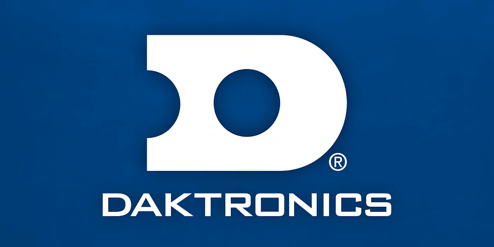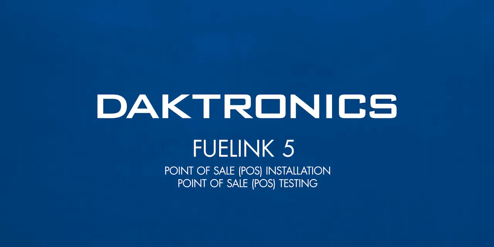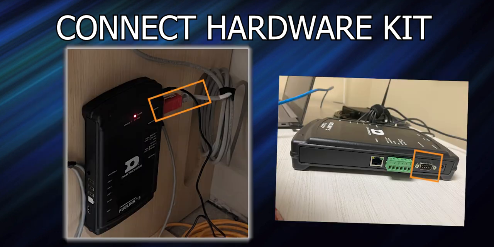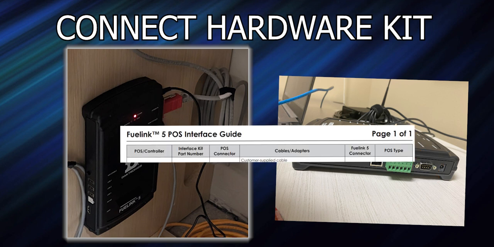In this video, we will review how to install and test the point-of-sale interface for a FUELINK5 setup. If a point-of-sale interface kit was included with the order, connect the pins to the adapter if using, and then connect the cable between the point-of-sale system and the point-of-sale jack on the FUELINK5 controller. Refer to the FUELINK5 point-of-sale interface guide provided with the interface kit.